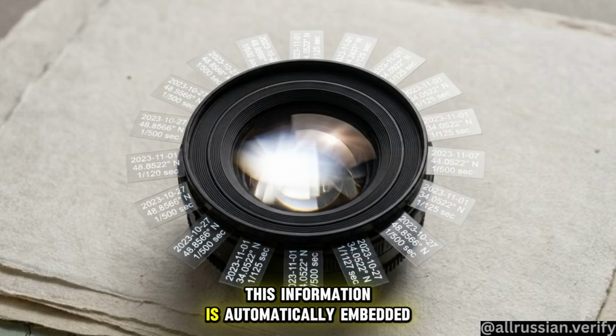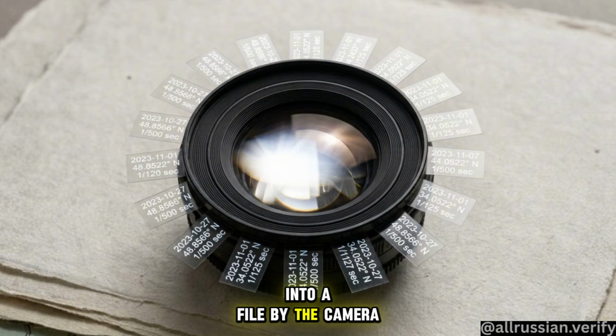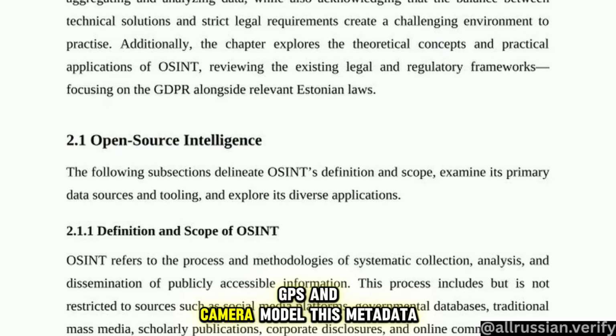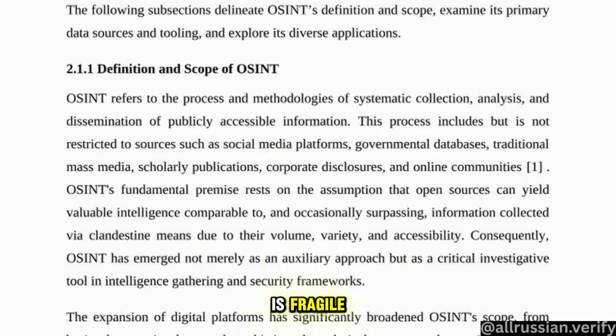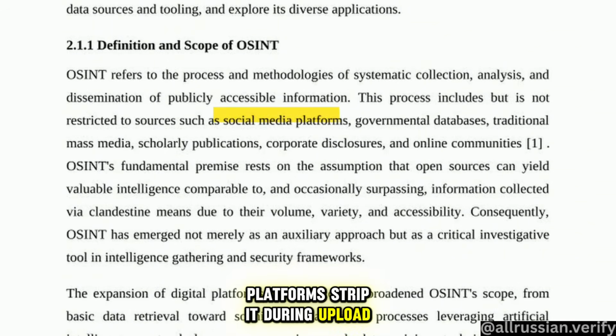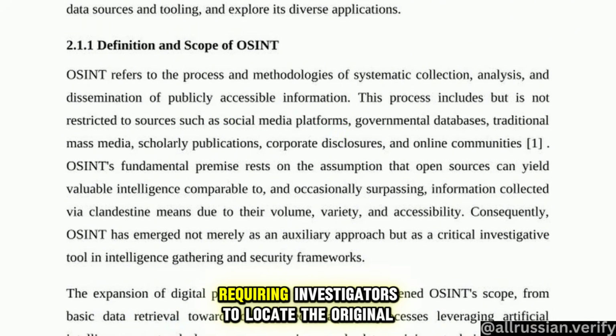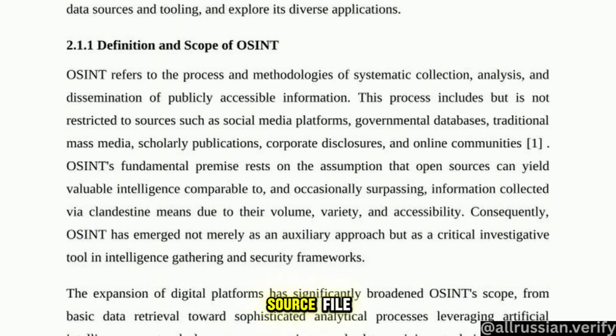This information is automatically embedded into a file by the camera at the moment of capture. By aggregating OSINT data, investigators validate the invisible baggage carried by a raw file, like date, time, GPS, and camera model. This metadata is fragile. Platforms strip it during upload. Thus, reposted images are forensically silent, requiring investigators to locate the original source file.